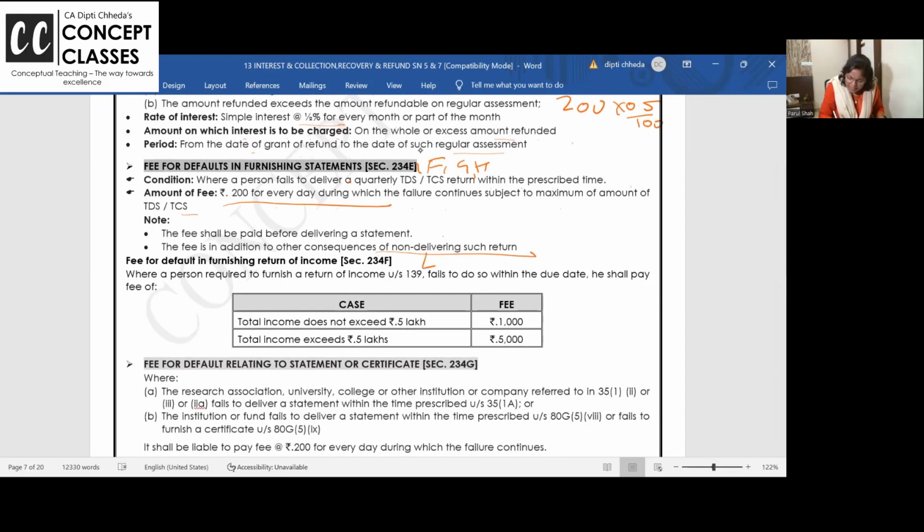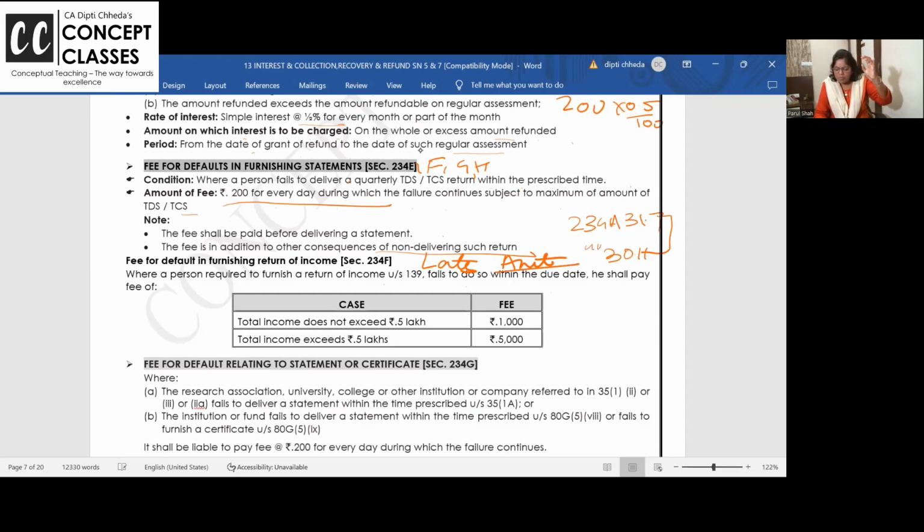234F fee, mark it very important as there is a latest amendment and this is already covered in your return also. Where a person required to furnish a return fails to do so, the return is not filed at all, forget about your tax and all. This is not delay. Your date under 234A was 31st July. You are filing the return on 30th November. How many months delay? August, September, October, November, 4 months.